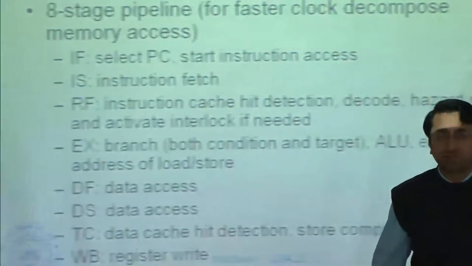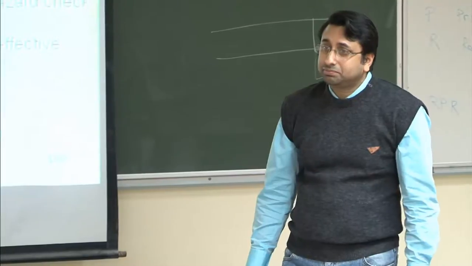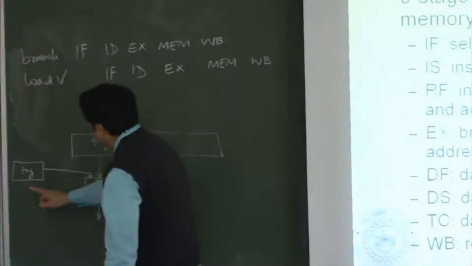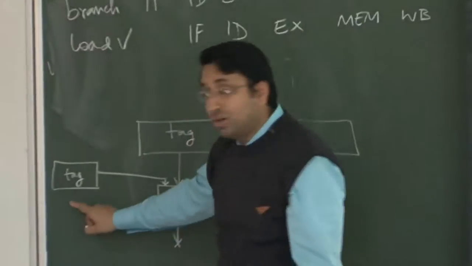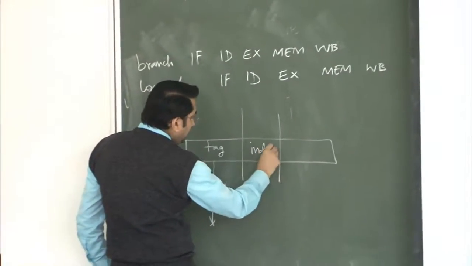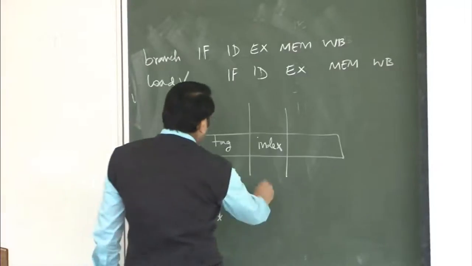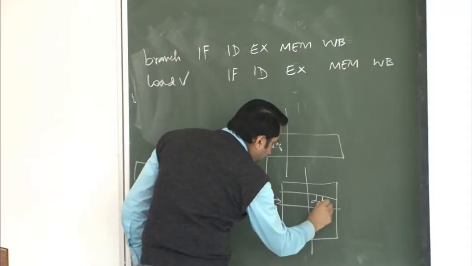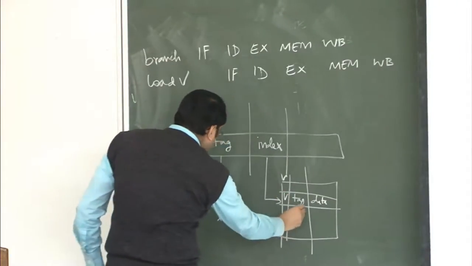I'm doing it here in the opposite way. I first access the data and then check if the data was valid or not. Can I do that? How do I access the tag? How do I locate the block? Cache is an array of blocks. Anyway, there are some bits in the address called index bits, which you use to find out which block to get. This will point to some block in my cache, and this block will have data, a tag, and a valid bit. Essentially this is what I'm using here.